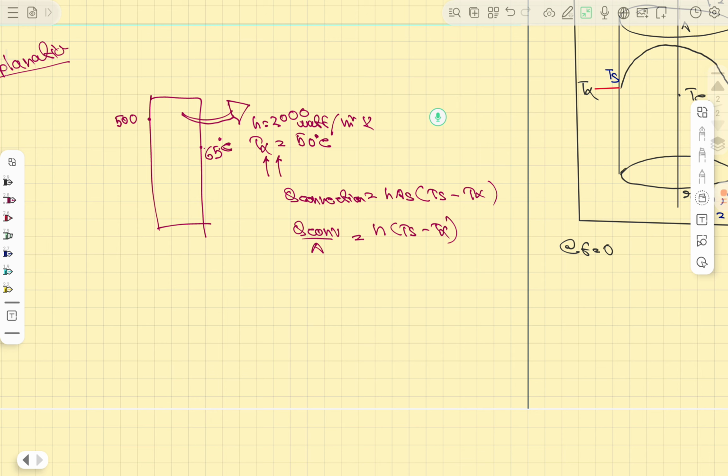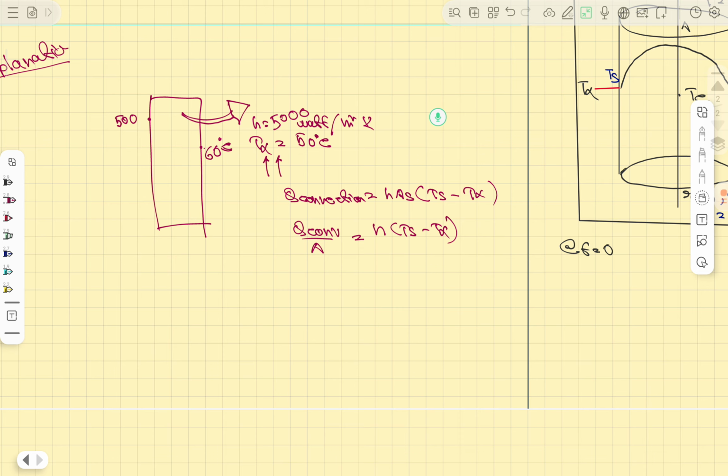Now next, let us imagine. I'm going to change this. If this changes, this will change. So let us say this is 5000, and let us say this is 60. Please try to understand what I want to convey. As your h is more and more, then what happens? The difference between Ts and T infinity will be lesser and lesser.